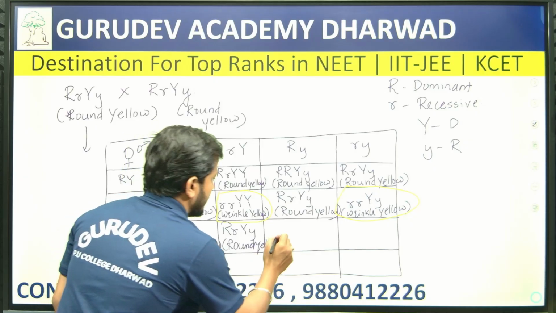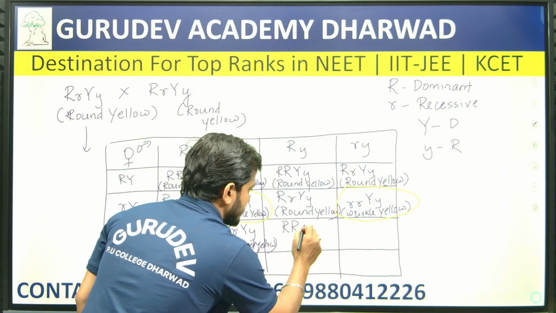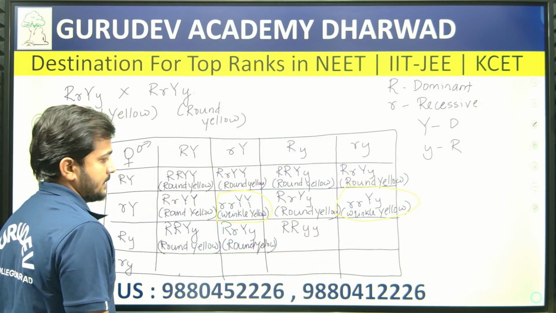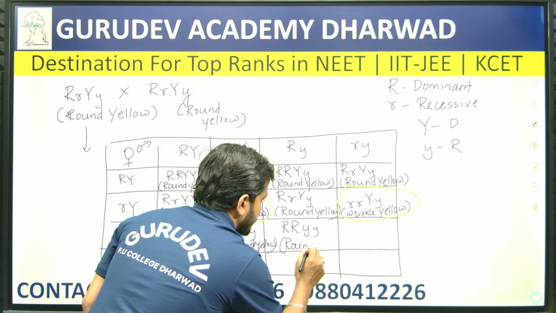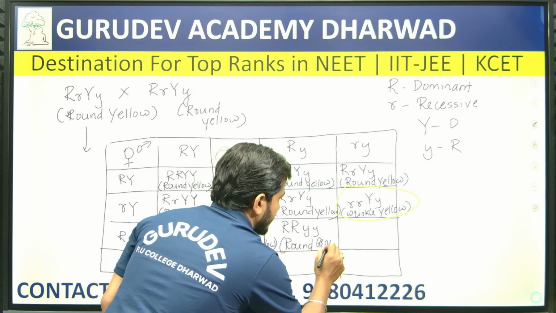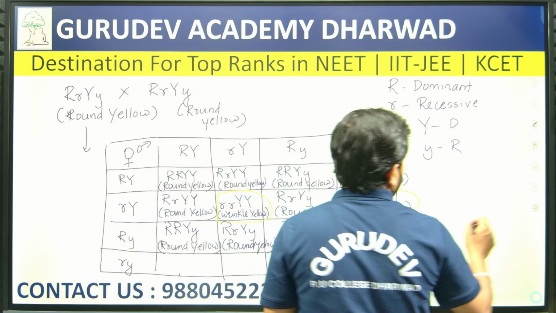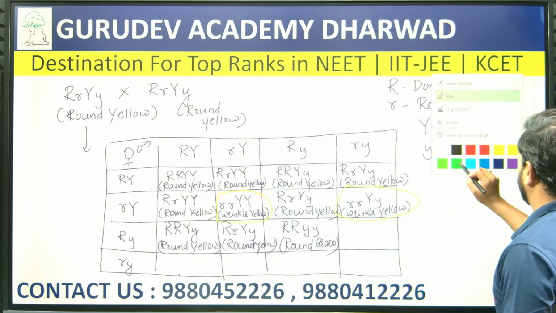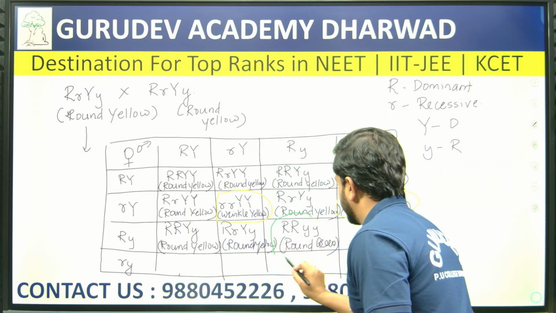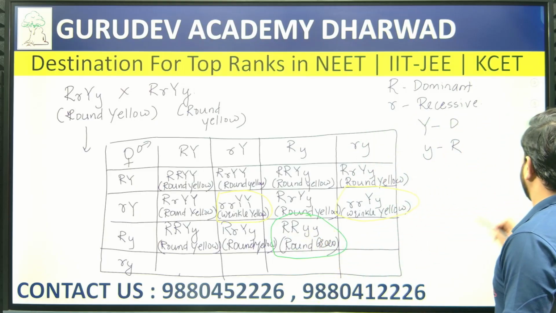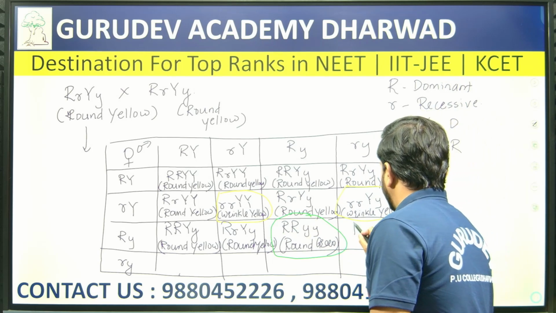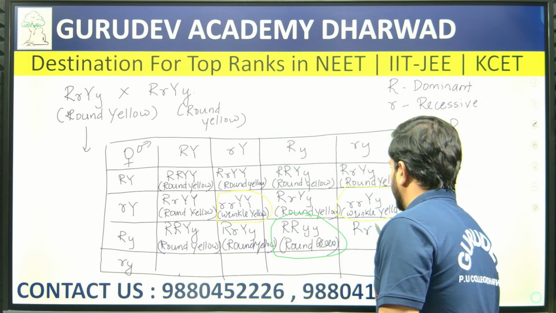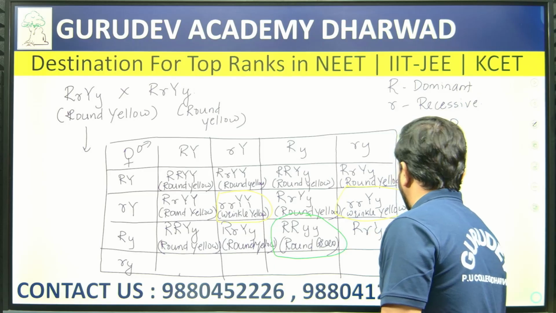Understanding? Then capital R, small y. What I have got is round green, right? So that I'll mark with respect to the green. Then next it will be capital R, small r, small y, right?